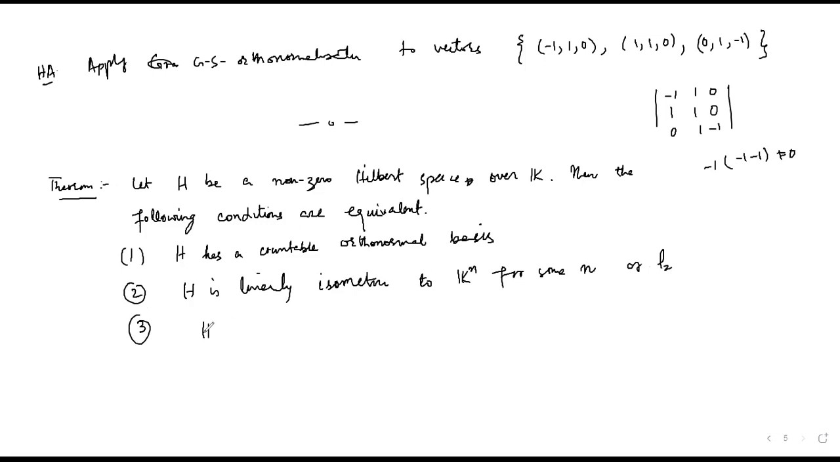Three, H is separable. So we will show that 1 implies 2, 2 implies 3, and 3 implies 1. So we start the proof.